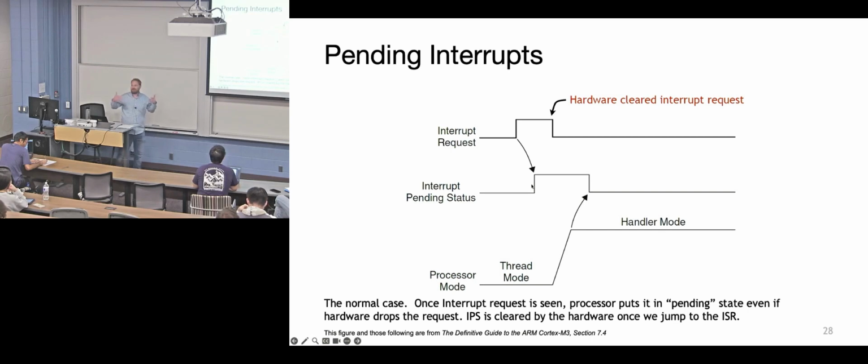Now you could have lots of pending interrupts. We'll talk about how we set the priorities of those things, but it's not just that you immediately get one and then you execute it. You could have lots up there, and so you have to have some register to keep track. Okay, and then sometime later, you're going to go into handler mode. What's happening here? Anybody remember?